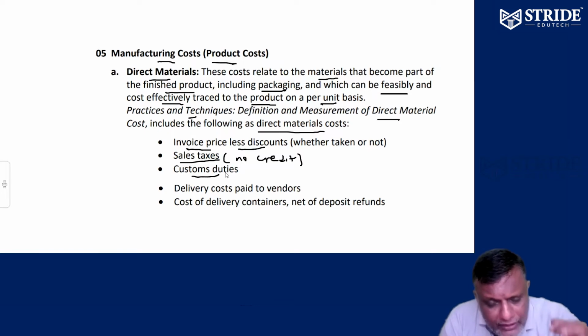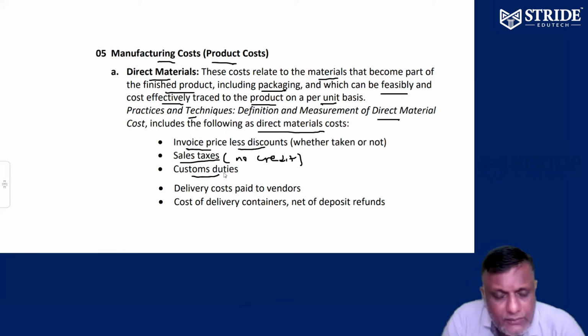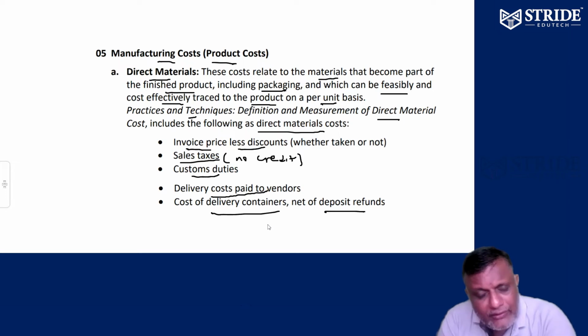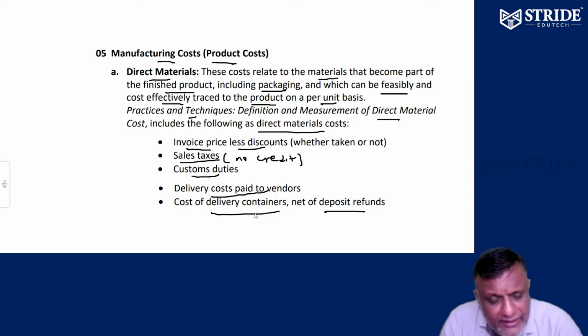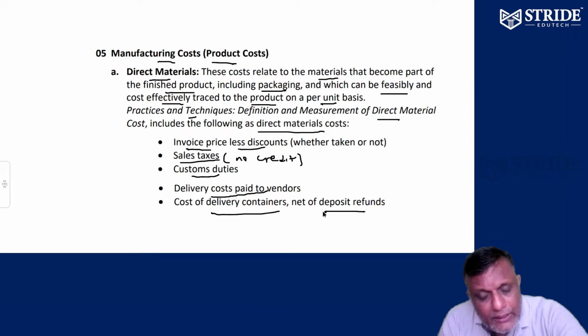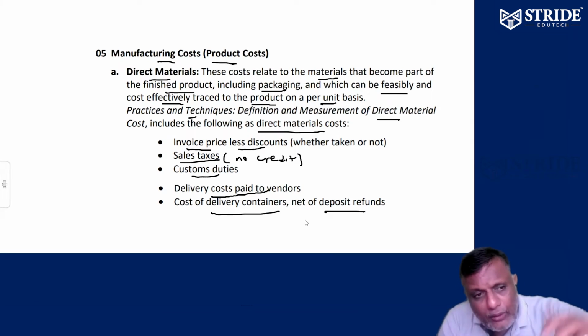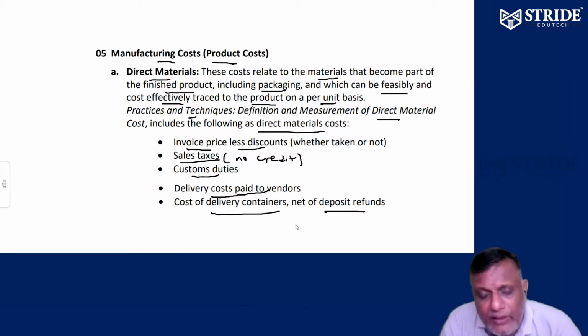To bring the material to its present location, whatever cost is involved, please add it to the cost. Customs duty paid, added to the cost. Delivery cost paid to the vendor, added to the cost. Delivery container charges, added to the cost. Minus refunds. The material is coming in containers. After taking the material out, the containers are returned to the supplier, and he refunds the deposits back to me. Then that is to be adjusted. Non-refundable containers are added to the cost. For refundable containers, the deposits refunded are subtracted. So once the material is taken out, the containers are returned to the supplier, and the supplier refunds the money for the container, that is not added to the cost.